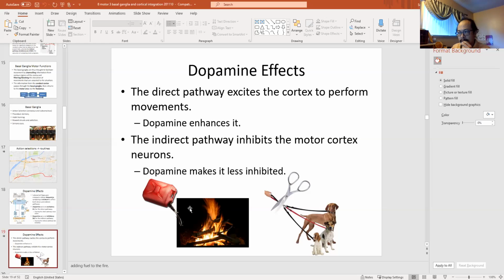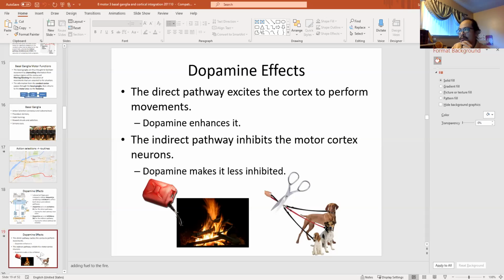So very much like if we have thoughts, the direct pathway is like burning the wood. You keep burning. It gets excited. Dopamine is like adding more gasoline to it to make it fire even more.